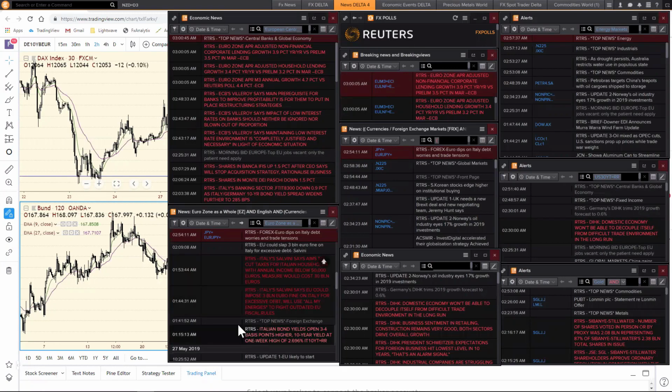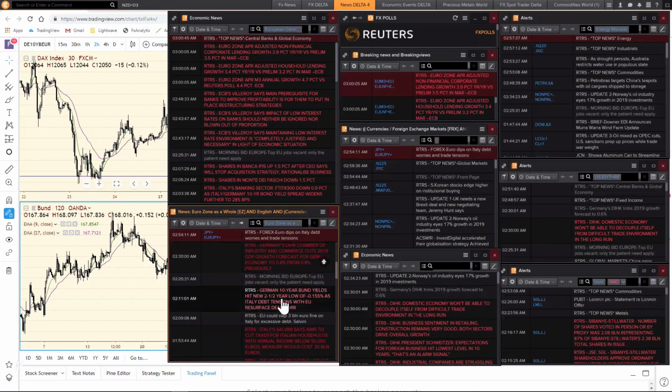Saying here, Italian bonds open 3 to 4 basis points higher, 10-year yield higher, and this is on Italy. Salvini says the EU could impose a 3 billion euro fine on Italy for excessive debt use. And he said, with all my energies, I will fight the outdated EU rules. Now, we know that this has been one of the things he's been arguing about, and we're seeing here the June Bund yields hit a new 2.5-year low of 0.155% as Italy debt tensions with the EU resurface.